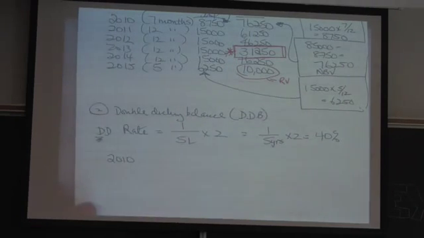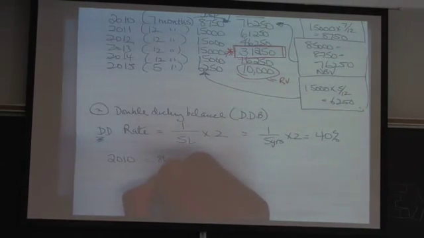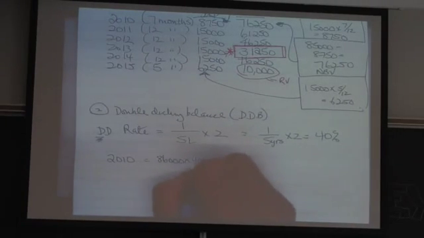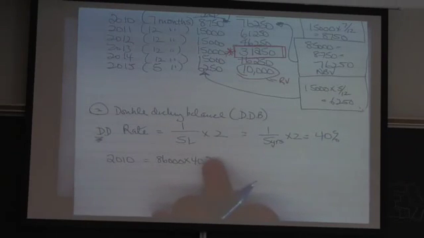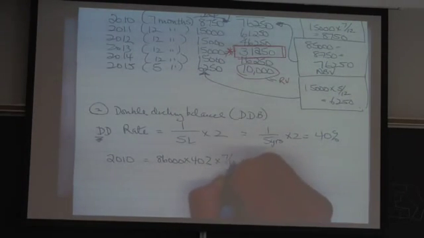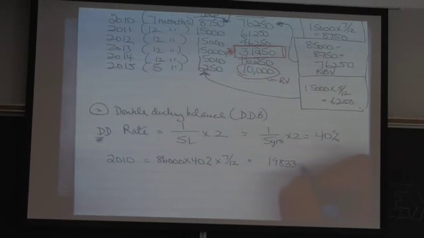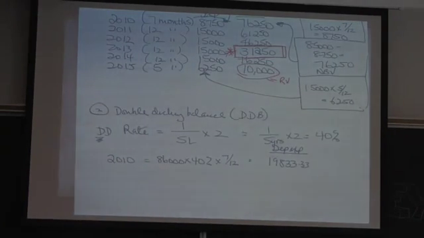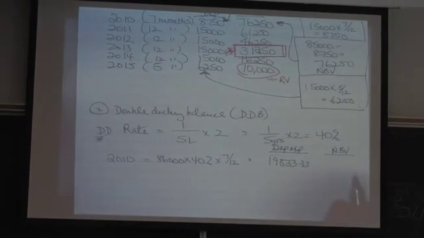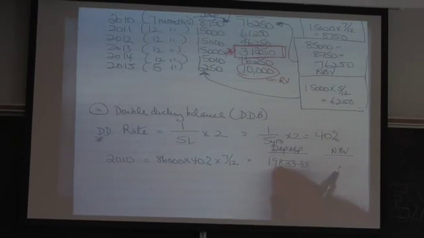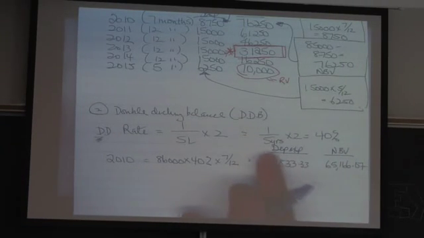So for the first year, 2010, the amortization expense or the depreciation expense should be 85,000 times 40%. But remember, this was only 7 months, so there's a proration. So 7 over 12 to give us 19,833. That's the amortization expense or depreciation expense. And net book value is going to be 85,000 minus 19,833 gives us 65,166.67. That is the net book value. So this is the first year of amortization.